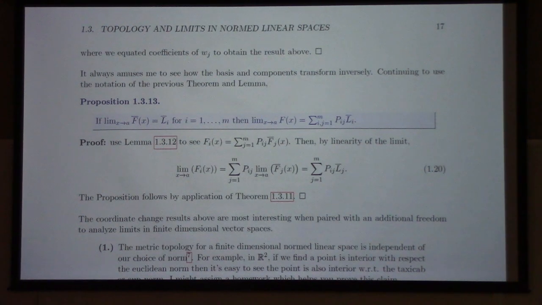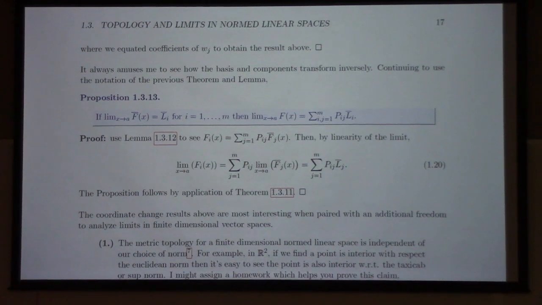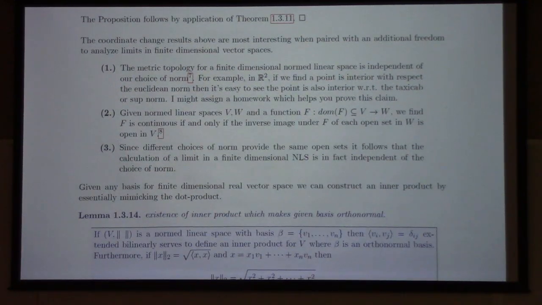All right, then three big ideas. The metric topology for a finite dimensional normed linear space is independent of the choice of norm, right? It doesn't matter whether we think about a circle, a taxicab, like a diamond, or a box. Either way, our notion of openness is the same in finite dimensions. It turns out that's not special to the plane. That can be proved in general.